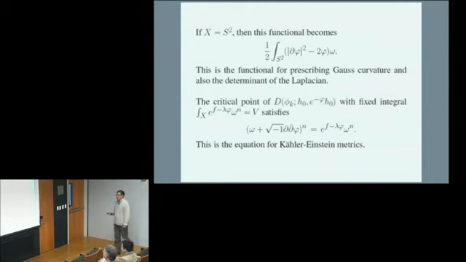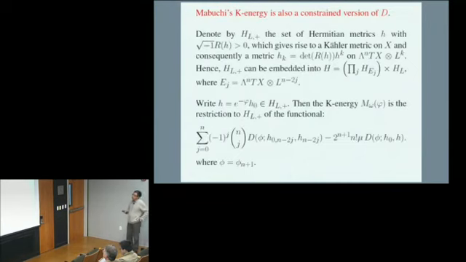You can also interpret the Mabuchi energy. The Mabuchi energy is a constrained version of a Donaldson type functional. This gets a little more complicated. This time you consider this set H_L plus, where L is the same as before, the polarization given by the Kähler class. It is the set of Hermitian metrics with positive curvature, which gives you a Kähler metric.